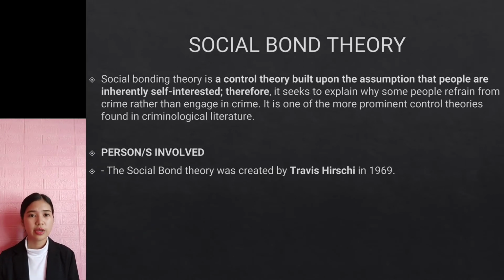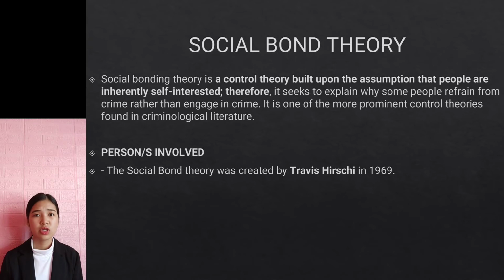So, social bond theory. Social bonding theory is a control theory built upon the assumption that people are inherently self-interested. Therefore, it seeks to explain why some people refrain from crime rather than engage in crime. It is one of the more prominent control theories found in criminological literature. For example, because people have formed many relationships with family members and peers over the course of their lives and have unofficially accepted the social conditions and expectations that come with being a part of society, they are unlikely to commit crimes against another person.